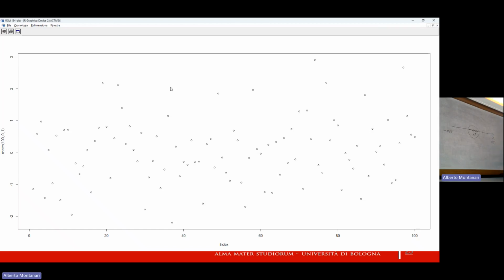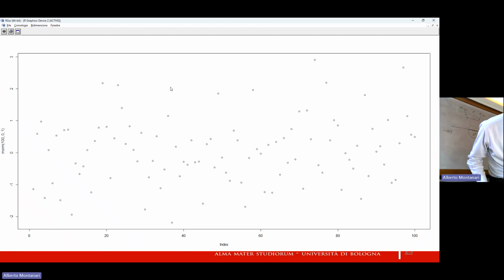So let me fix the interval around x. This is x star, and this is x star minus delta x here, and this is x star plus delta x here. And then let me compute the frequency of the points that are inside this interval.